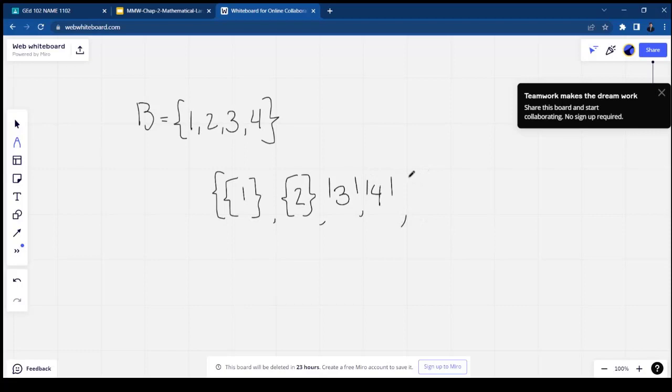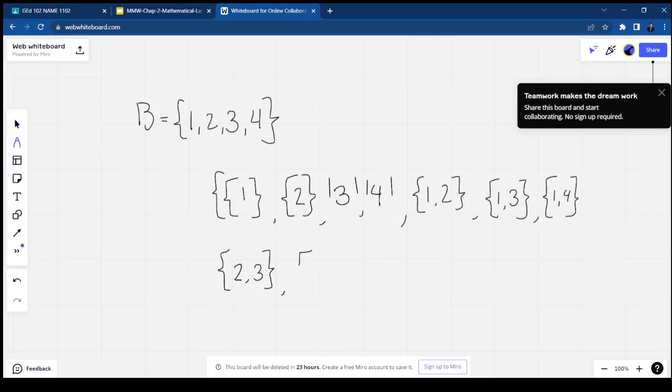Then next, ano yung set na meron pa tayo? Punta naman tayo sa dalawang digit. So we have a set of 1 and 2. We have a set of 1 and 3. We have a set of 1 and 4. Okay, so baba na tayo. So after ng 1 and 4, meron tayong set of 2 and 3. After 2 and 3, meron tayong set of 2 and 4.